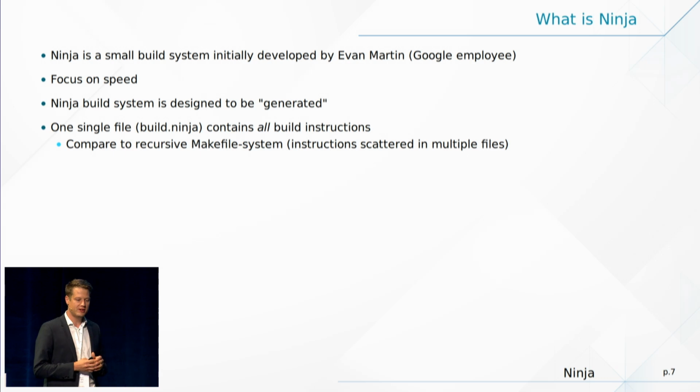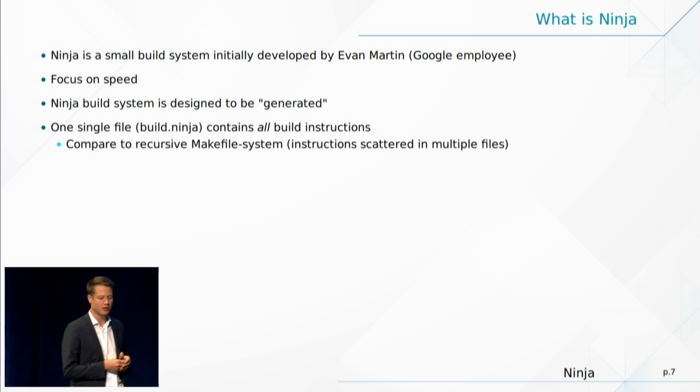It's a small build system initially developed by some Google developer called Evan Martin. Its focus is on speed. So the Ninja build system is really designed as a meta build system to be generated, for example, from CMake. It's not actually designed to be written by humans, like you could do with makefiles, right? Initially, if you just have a makefile-based system, you could actually handwrite that. Ninja is not designed for that.